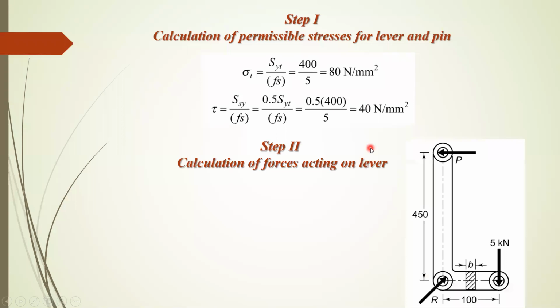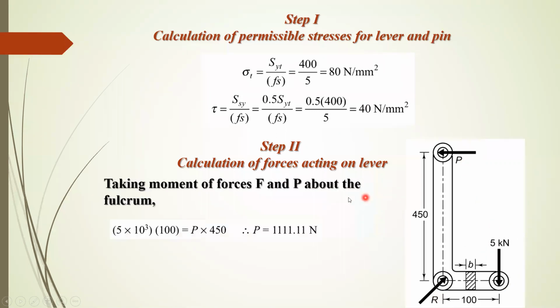After calculating the permissible stresses, we must know the forces acting on the lever, and we need to calculate them. In this diagram we can see the forces acting are 5 kilonewton at the shorter end, then P force, which is unknown right now, acting at the longer end, that is the effort applied to raise that load. Due to both forces, there will be a reaction R at the fulcrum. So we have to calculate P and R first, as the 5 kilonewton load is known to us. How to find P? We will calculate P first. P is nothing but the effort.